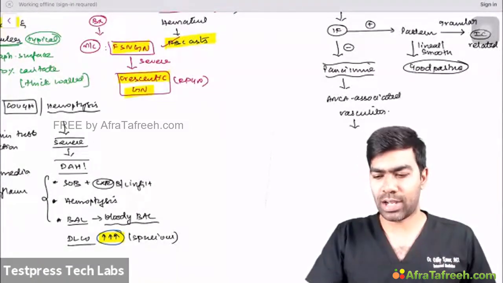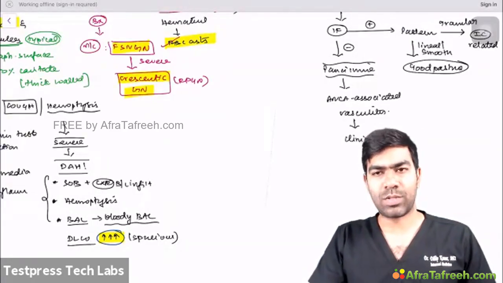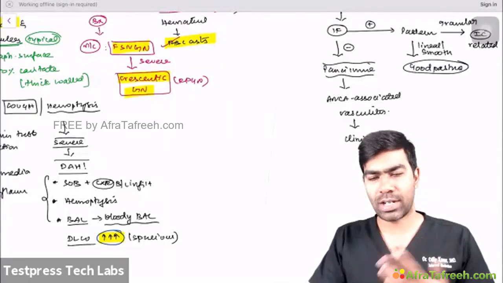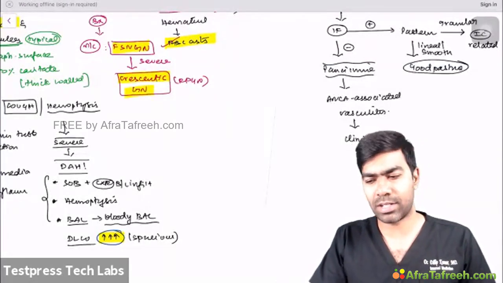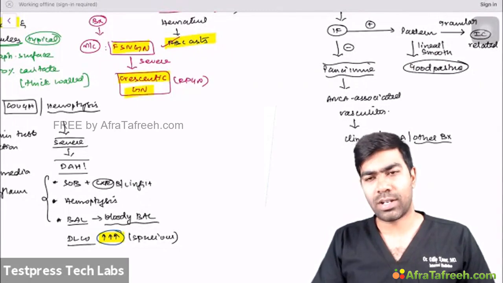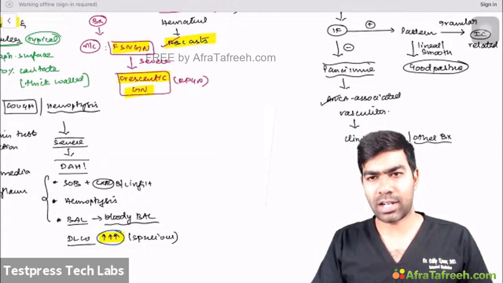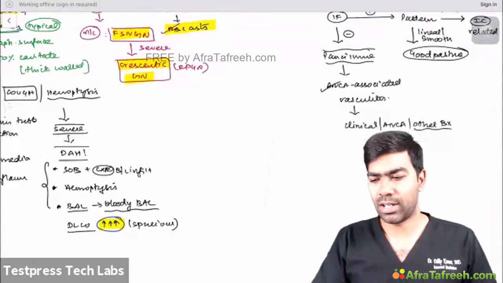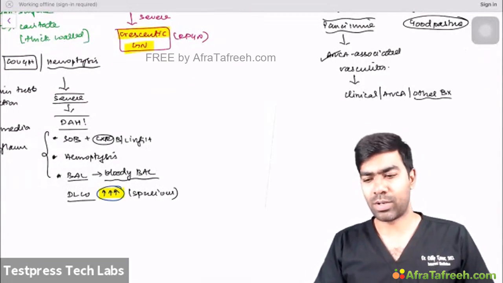When I know it's an ANCA-associated vasculitis, now I have to see the clinical categorization, which means what are the primary organs that are affected, what is the natural history of the patient, and what is the type of ANCA that is seen in the patient. And of course, in other areas I have to do a biopsy and find out what is the real problem happening in the patient. So I can just tell it's an ANCA-associated vasculitis, but I cannot really tell what is the exact disease that is happening in the patient. That's very difficult to tell.